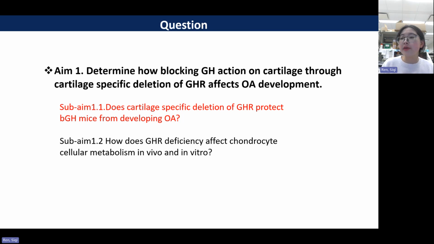To explore this, we focus on two key questions. First, does the cartilage-specific deletion of GHR protect BGH mice from developing OA? Since the BGH mice develop more severe OA due to the high growth hormone level, we want to see if removing growth hormone signaling in cartilage can counteract this effect. Second, how does growth hormone deficiency affect chondrocyte metabolism in vivo and in vitro? This will help us understand the cellular changes driving OA progression when growth hormone signaling is blocked.